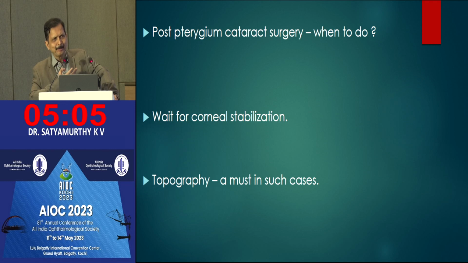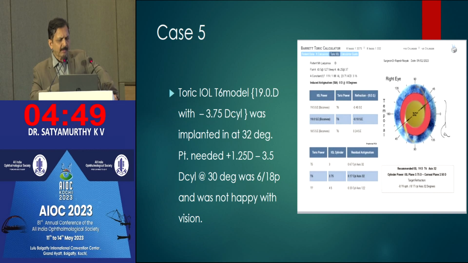One simple way is your keratometry value. Not everybody will have access to topography. Otherwise, the best thing would be to have a topographic stabilization. Once you do that, then you assess and go ahead with the surgery, not before that. Another case where a toric lens was implanted of about 3.75 diopter cylinder.